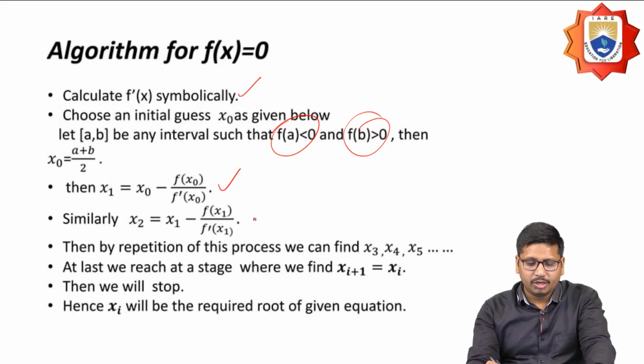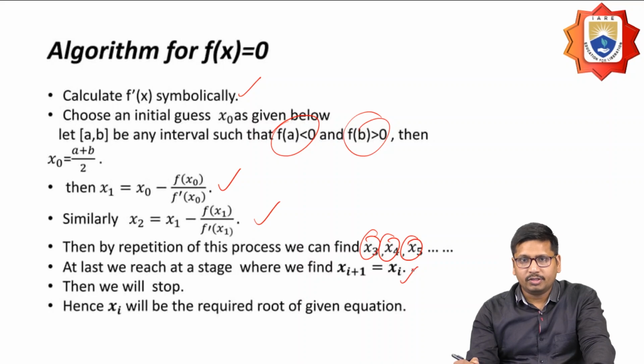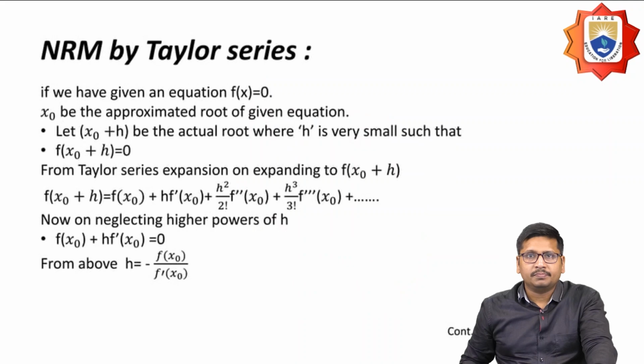Then x1 is equal to x naught minus f of x naught by f dash of x naught, and similarly I'm going to estimate x2 also. Similar to this, we are going to estimate x3, x4 and x5. So if we find xi plus 1 equal to f of x, then we stop it. Hence we find the root of the equation.